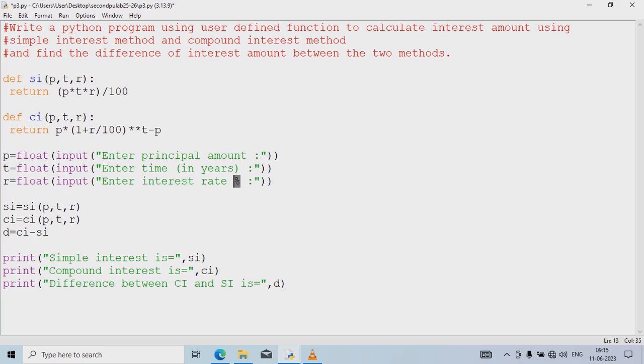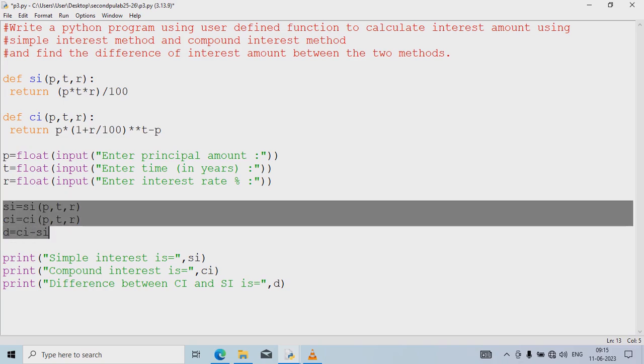That means you need not type percent, but you type the number. Then float, normally interest rate will be in a float only, 8.5%, 9%, 10.5%, like that. So we used all variables as a float. Then this much is the calculation part.